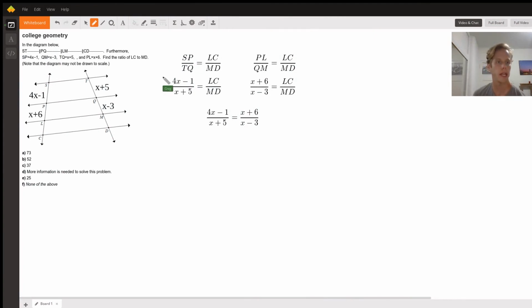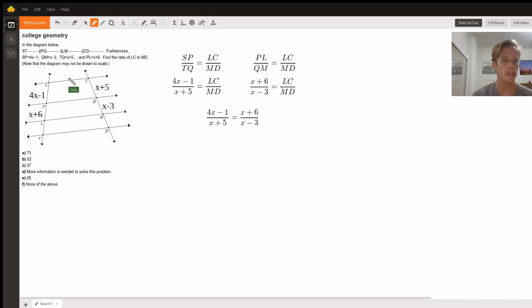Okay, so we have a college geometry problem here, and we have all this information over here on the left, which I have filled in on our diagram. And this problem actually has a lot of steps, so I'm going to try and get you most of the way there without actually solving the entire problem for you.